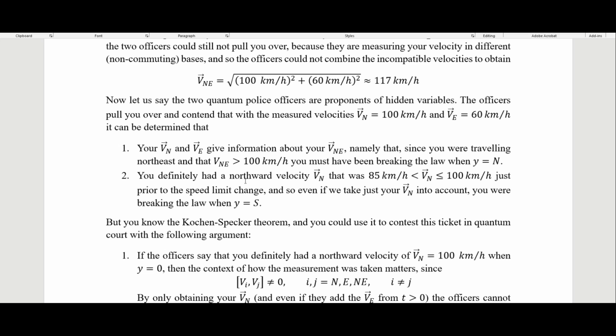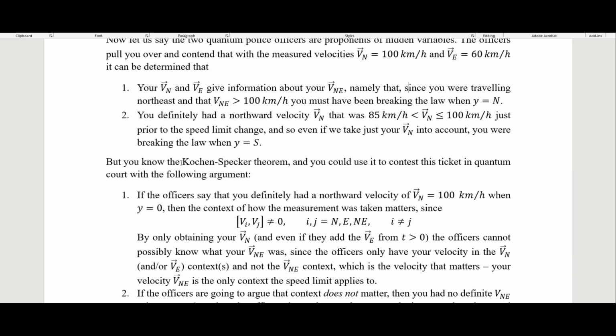And two, you definitely had a northward velocity v sub n that was between 85 kilometers per hour and 100 kilometers per hour just prior to the speed limit change. And so even if we were just taking your northern velocity component into account, you were breaking the law when you were south of that line.